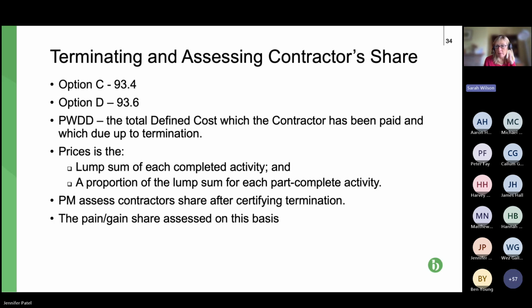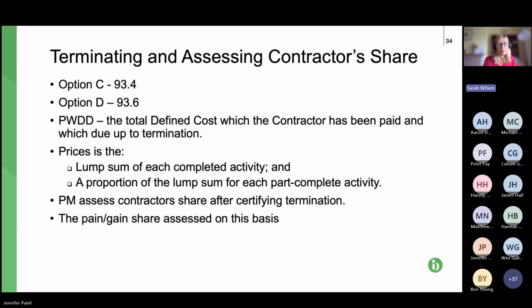Now, in theory, that's all fine. It just adds another layer of uncertainty and another scope for the parties to disagree on, particularly if it is a termination scenario. But again, this isn't unique to the NEC option C and D. It pretty much applies to all pain gain sharing contracts. It's just a point to be aware of if you're entering into an option C or D contract as opposed to A and B. It just makes the calculations of the pain gain more problematic.